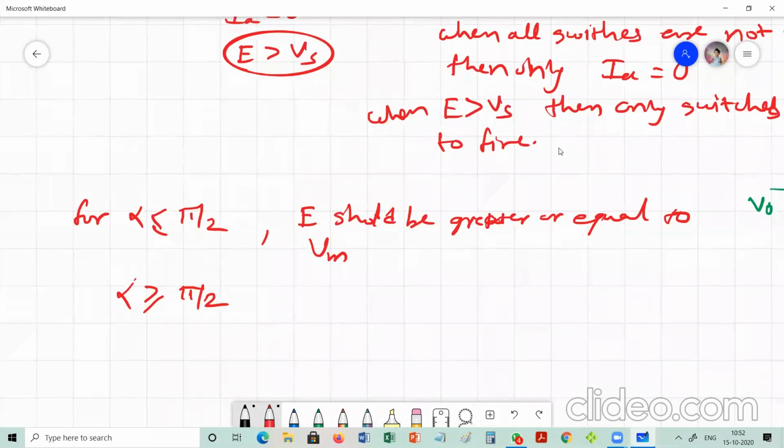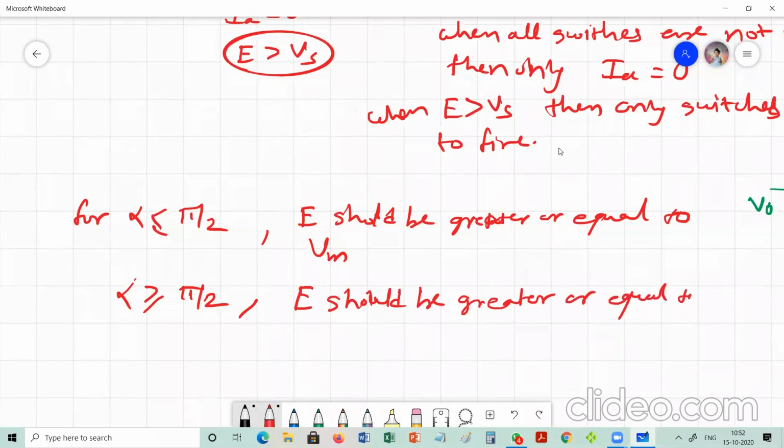And the second case, when alpha is greater than pi by 2, in that case E should be greater than or equal to Vm sin omega t. Okay, I will show it in the diagram.